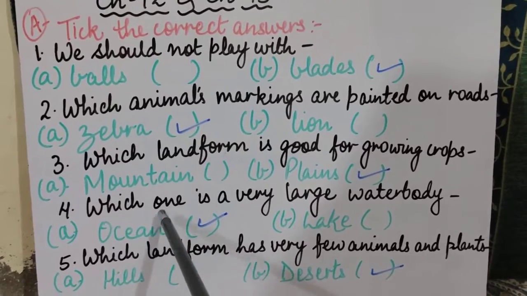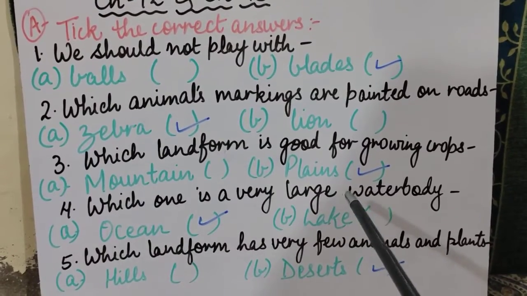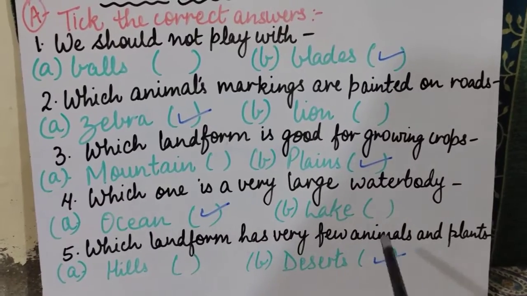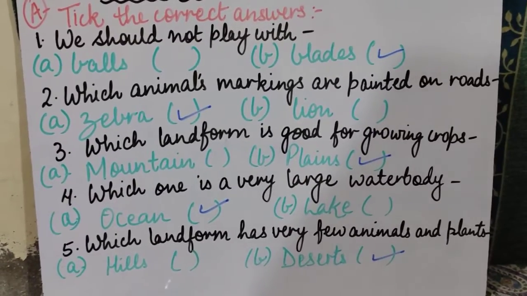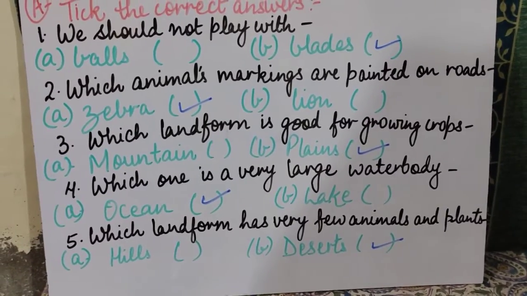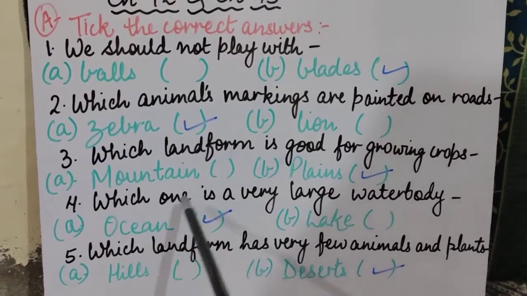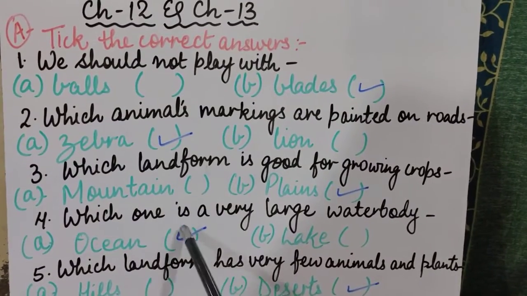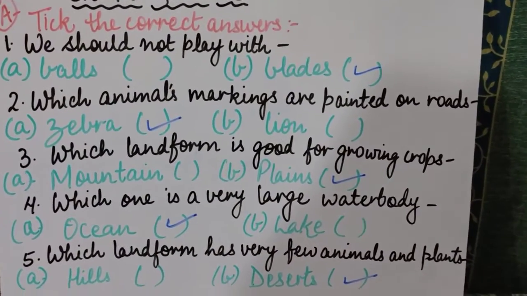Coming to the fourth question, which one is a very large water body? Between these two options, you have to tell which is the very large water body. सबसे बड़ी water body कौन सी है? Is it ocean or is it a lake? So the correct answer is ocean. You will put a tick in front of ocean.